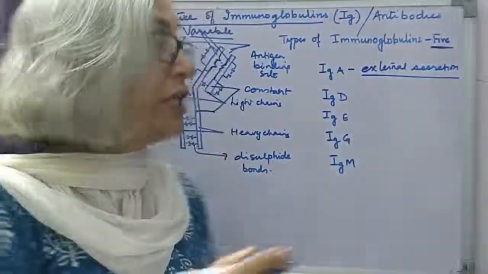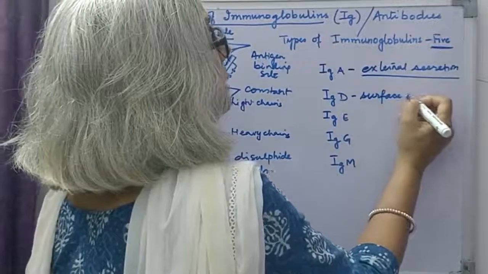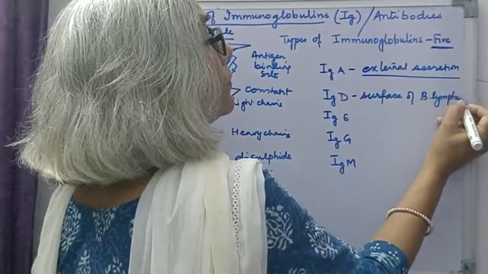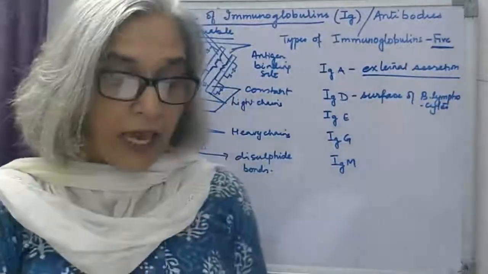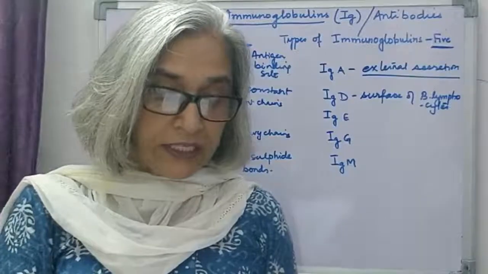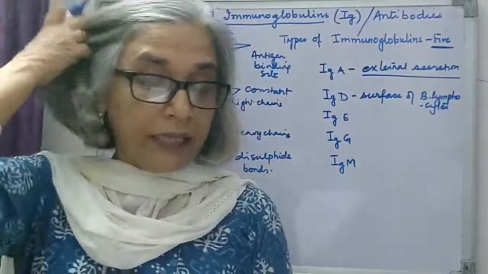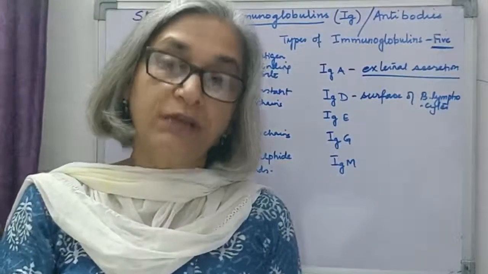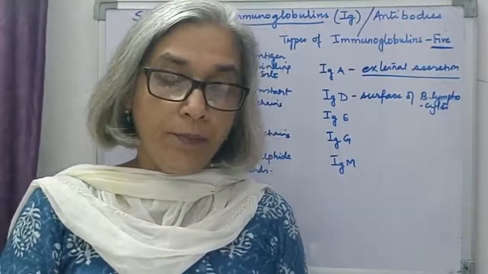Then the second antibody or immunoglobulin is IgD. This is present on the surface of the B lymphocytes, and they are found in circulation in extremely low quantity, and they serve as receptors for antigens on the B lymphocytes, and also help in the activation of the B cells.